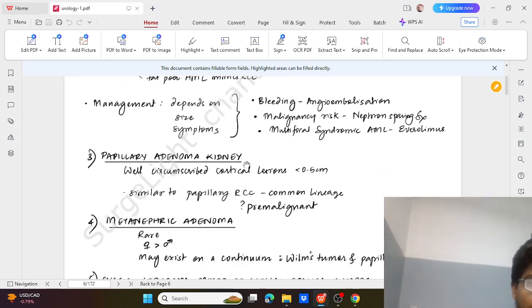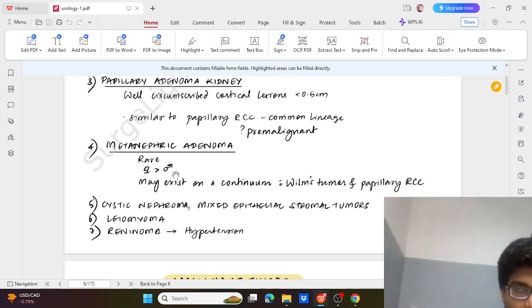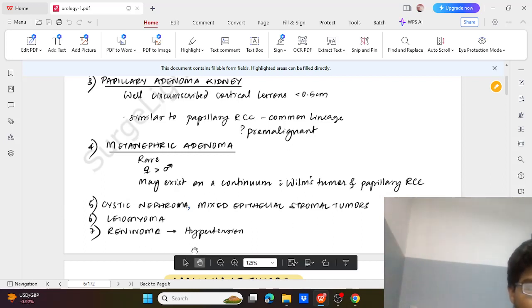And the third one is the papillary adenoma of kidney. So these are well circumscribed cortical lesions, generally of size less than 0.5 centimeter, similar to papillary RCC and have a common lineage. So pre-malignant, so may need resection. Then metanephric adenoma, which is rare and seen in males more commonly and exists on a continuum with the Wilms tumor or papillary RCC, so may need excision. Apart from that, we have cystic nephroma, mixed epithelial stromal tumors, leiomyoma, reninoma. All these are rare tumors.